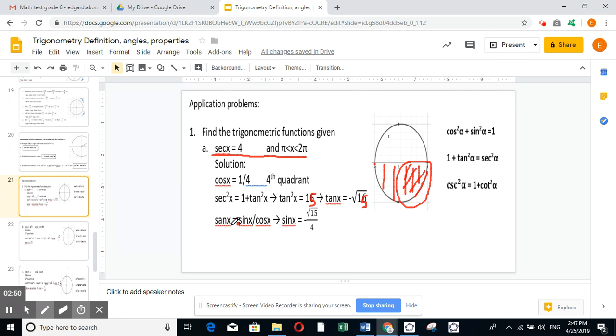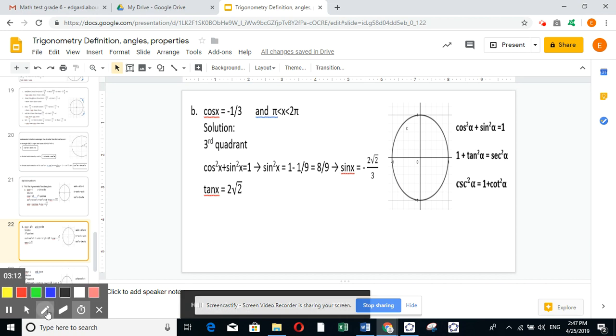Now I need to find sine x. We know that tangent x equals sine x over cosine x. So what will sine be? It will be tangent times cosine. So minus radical 15 times 1 over 4 will be minus radical 15 over 4.